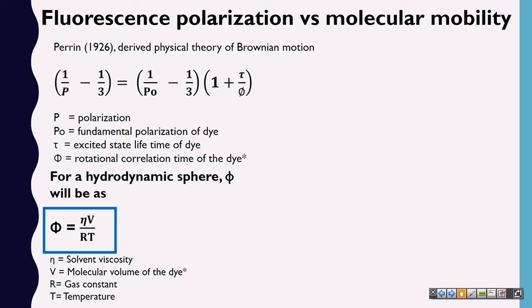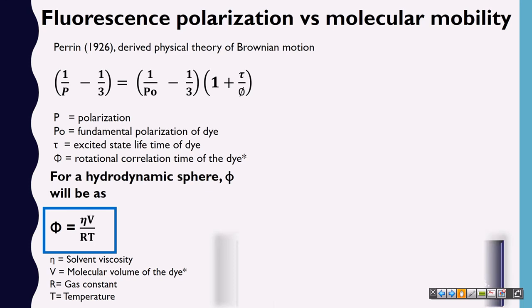As I mentioned, tau is an intrinsic property of the fluorophore, so it remains fixed for a fluorophore. But the rotational correlation time can change, and it depends on the viscosity of the solution, and V, the volume of the molecule. How big is it? That is related to the molecular weight of the molecule. If it's bigger, it will have a bigger value. R is the gas constant, which is fixed, and T is the temperature of the solution.